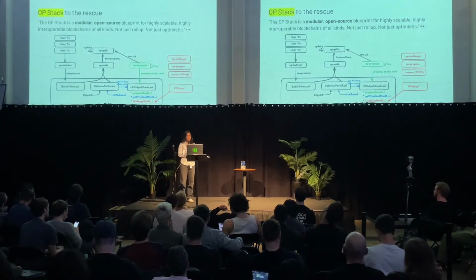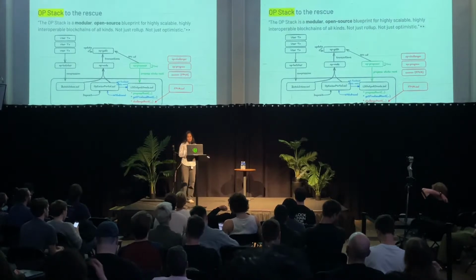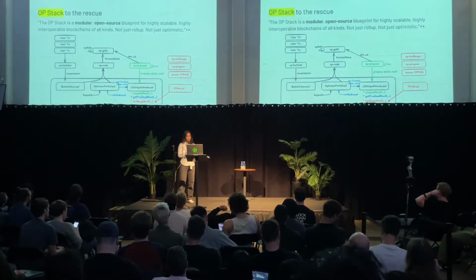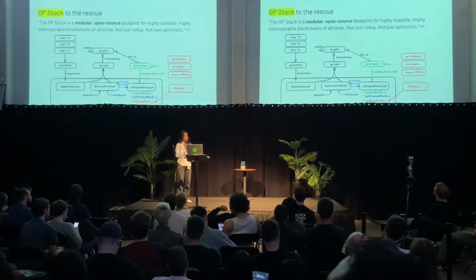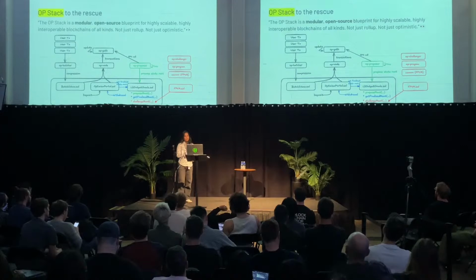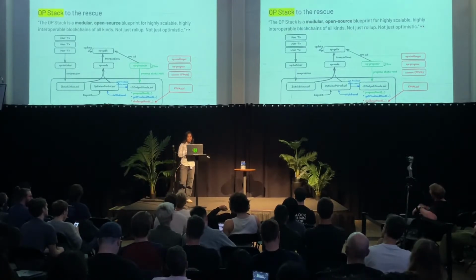So there's a 7-day waiting period where you can run this interactive challenge game, and that adjudicates whether the state route that the OP proposer proposed is actually correct or not. After 7 days, when the state route gets finalized, the Optimism portal can use that finalized state route, and users can do withdrawals against that state route.